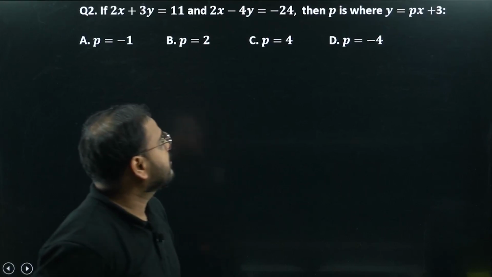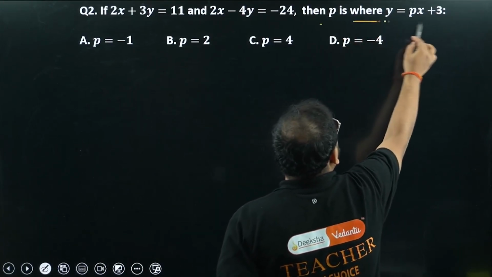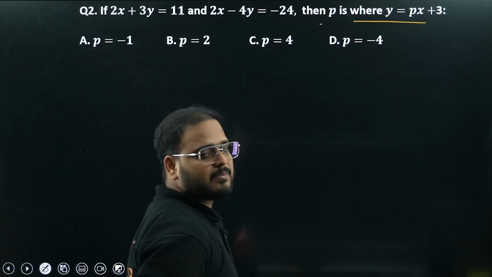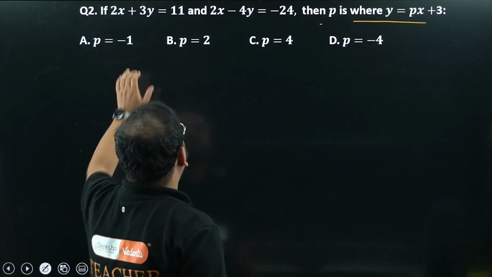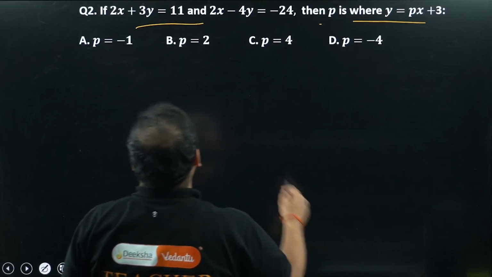Question number 2: if 2x plus 3y equals 11 and 2x minus 4y equals minus 24, then find p, where y equals px plus 3. So we have to find the values of x and y from here and use them in the other equation to find the value of p. How can we do that? Please check.